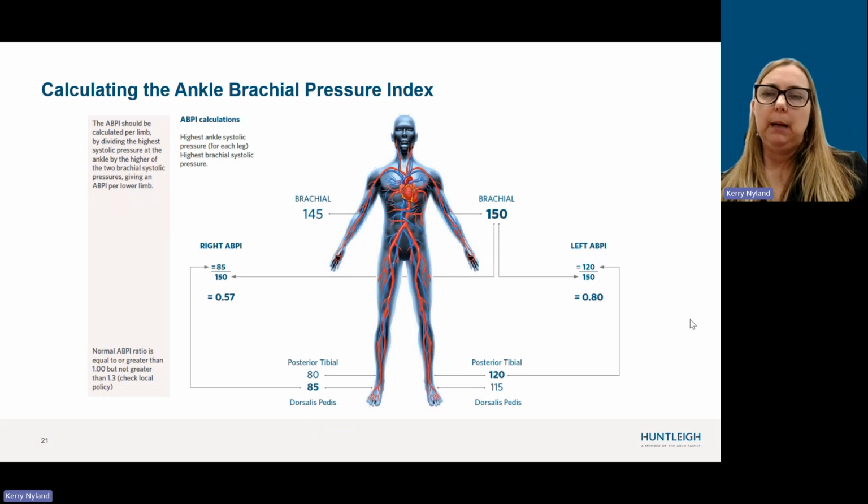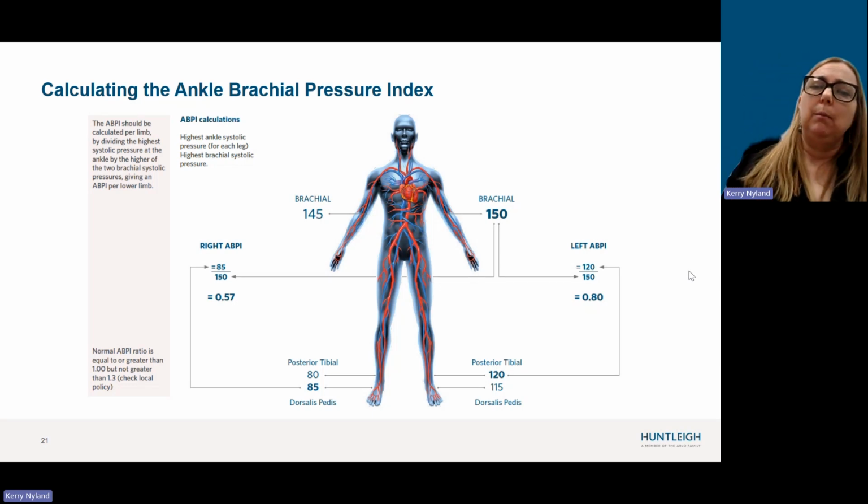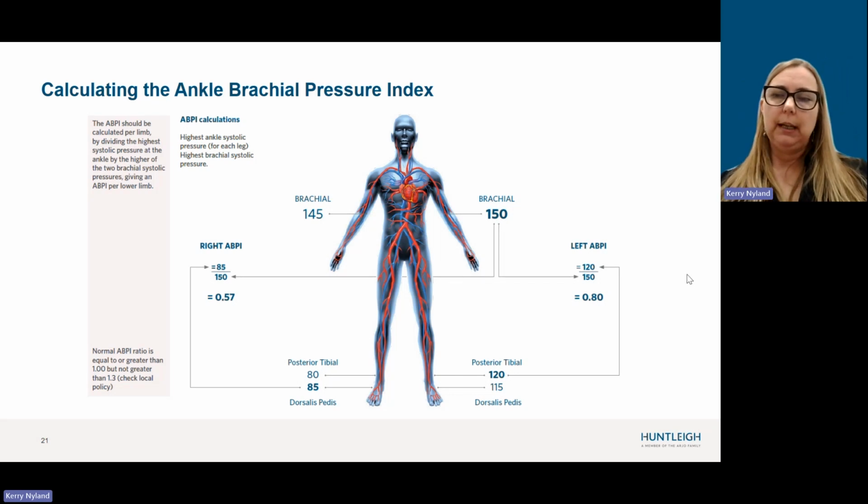So to calculate your ABPI, you're going to take the highest ankle pressure and divide it by your highest brachial pressure. Huntleigh kits come with these little calculator wheels, which are quite handy to use, but you can also use your phone. So just remember, think leg over arm: you're going to divide the highest ankle pressure by the highest brachial pressure. You do the calculations for both sides.